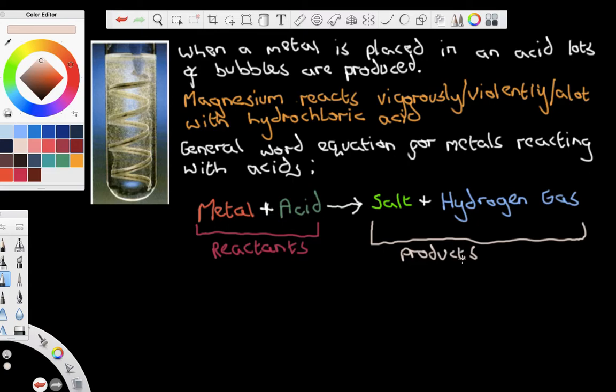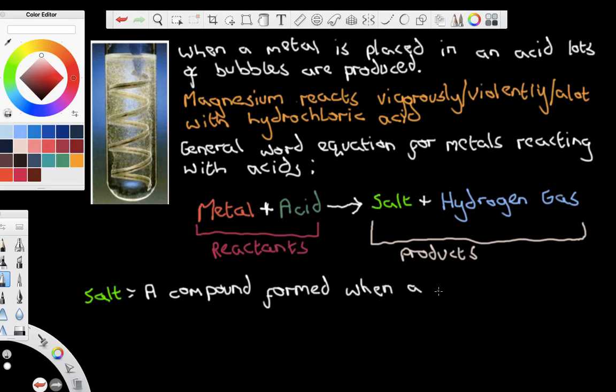Now, a salt is when a metal is joined to a non-metal in a reaction between an acid and a metal. So a salt, we can say, is a compound formed when a metal reacts with an acid.